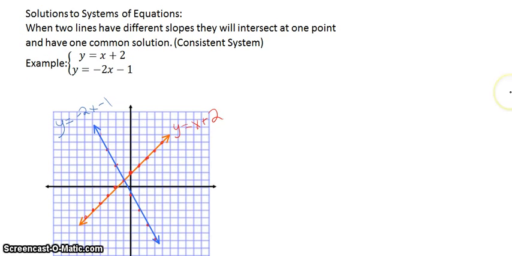Now looking at systems of equations, when two lines have different slopes, they will intersect in one point and have one common solution. That's a consistent system. So when you get the y's by themselves, if they have different slopes, you're going to have one answer.